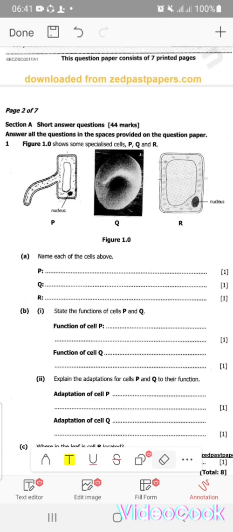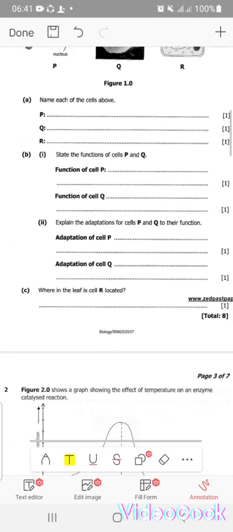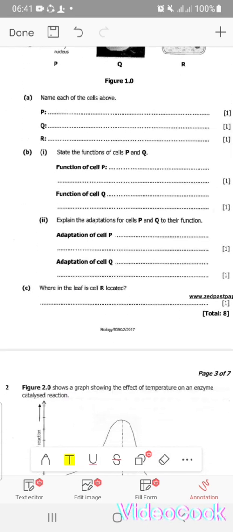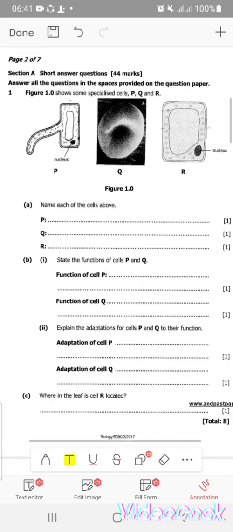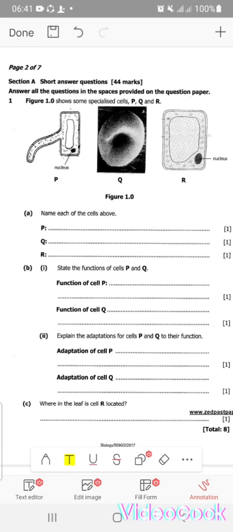And then in Roman numeral 2, explain the adaptations of cells P and Q. So cell P, we said this is a root hair cell. So what is its adaptation towards its function?